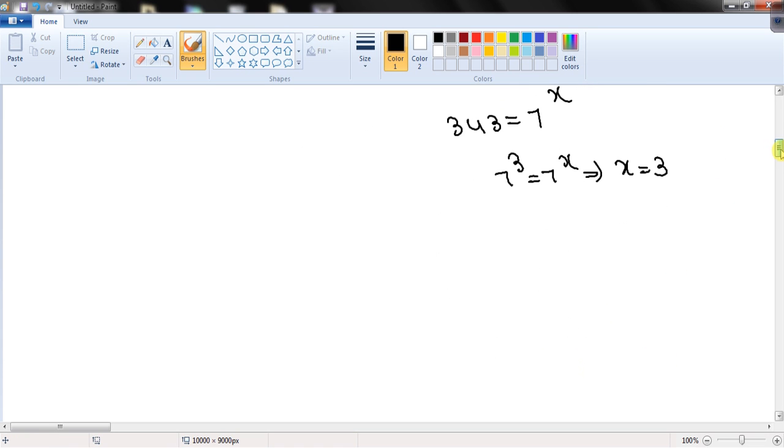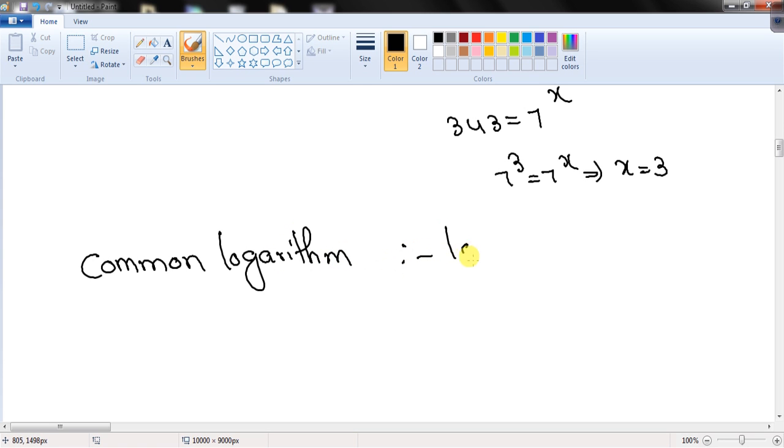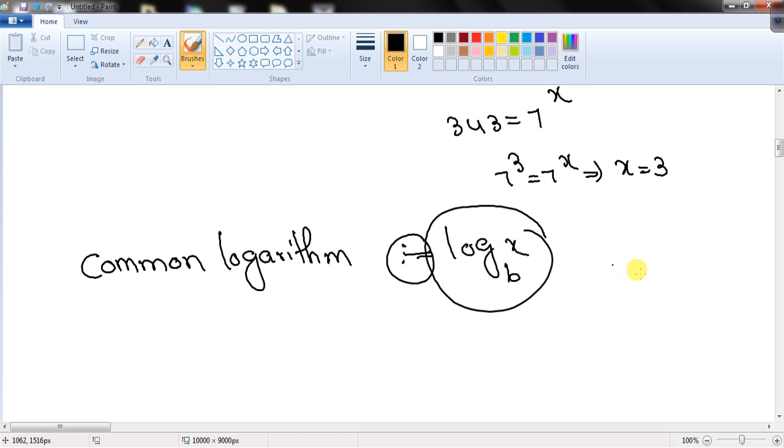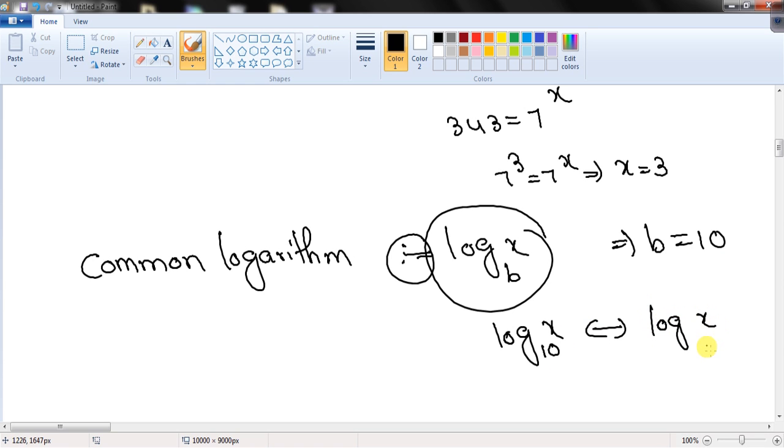We generally have two types of logarithms. One is common logarithm. If our base is 10, then we call it common logarithm, meaning in log x base b, if the base is 10, then it is written as log x base 10. Generally log x base 10 is written as log x. If I say log x, we should assume that by default the base is 10.